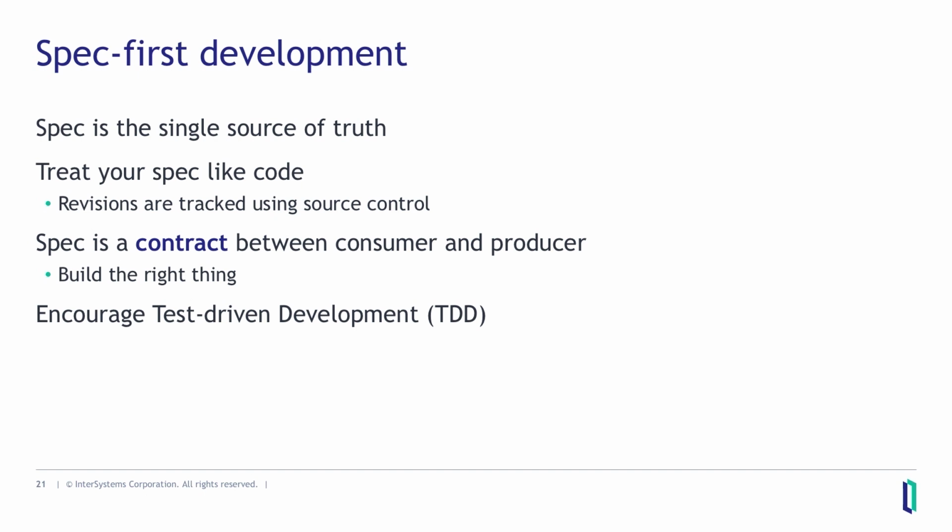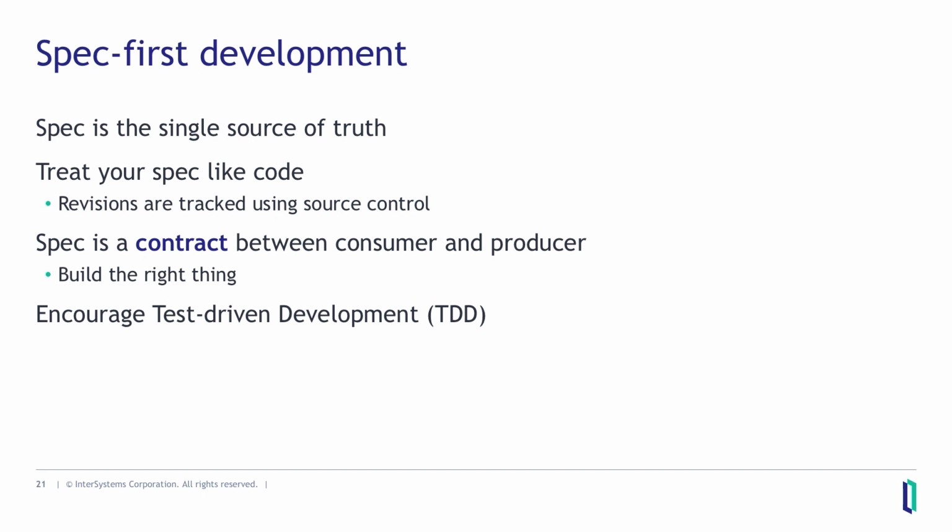We promise to provide this functionality. If you send in a request with these arguments, you can expect to receive this in return. So we're not only building the thing right, we're building the right thing. There's a focus on how the service will be used. It's more of a consumer-driven development process.